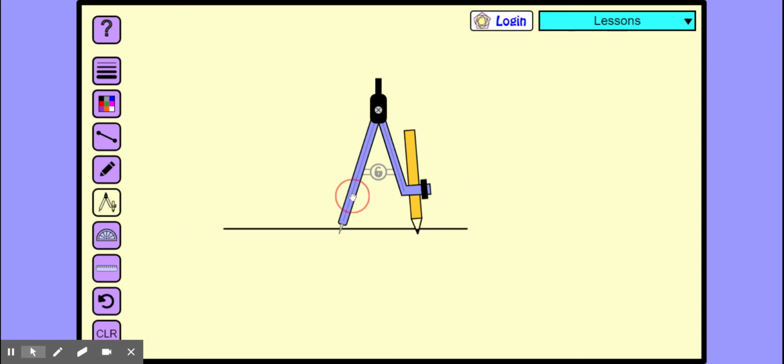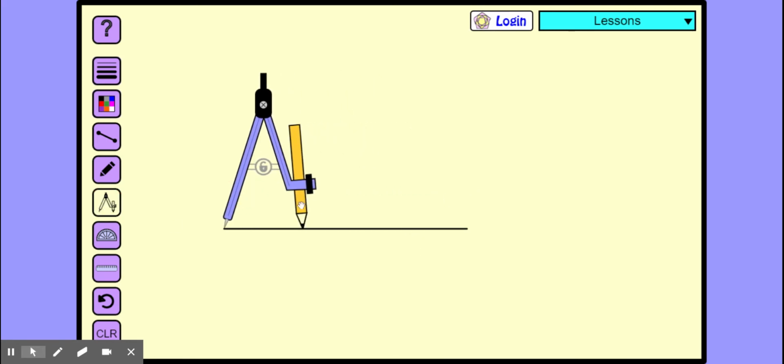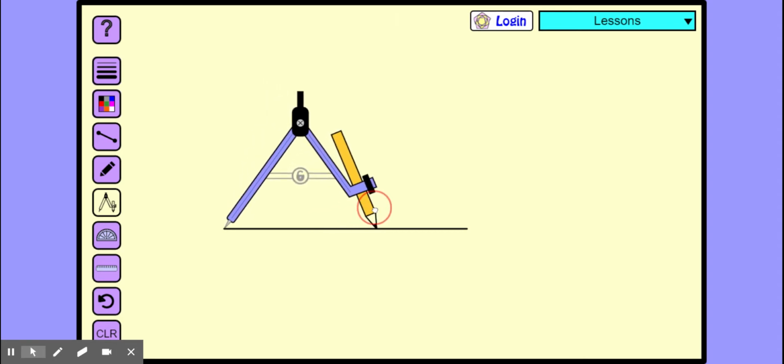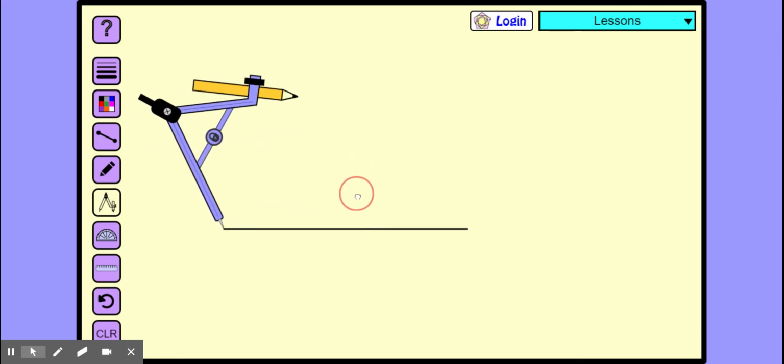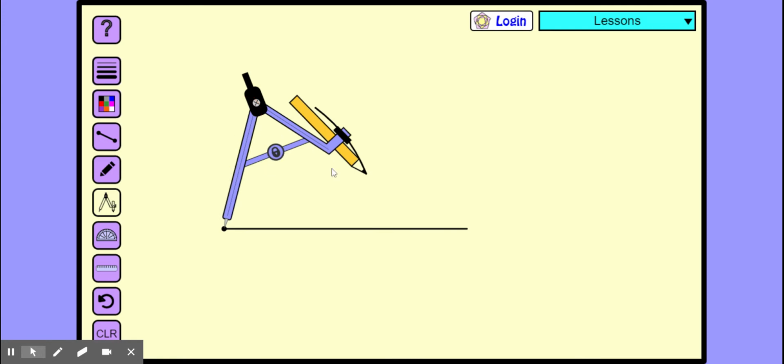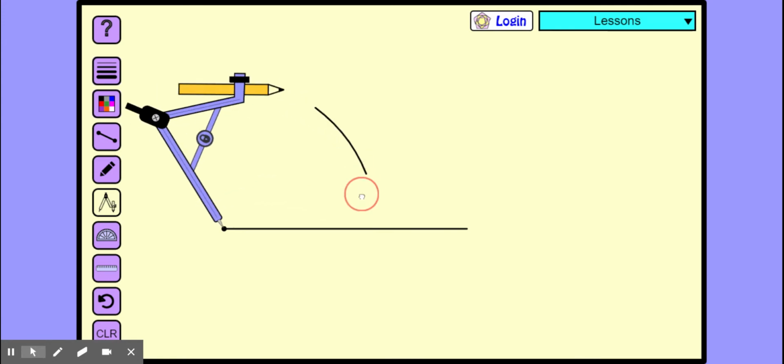So first step, draw the line. Next step, take your compass, measure a radius which is approximately more than half of this given line, right? And from one end point, cut an arc by taking a radius which is more than half. Cut an arc on both the sides.